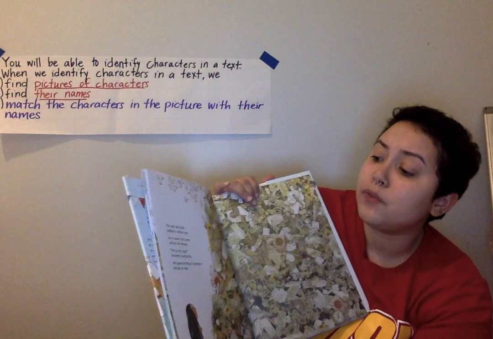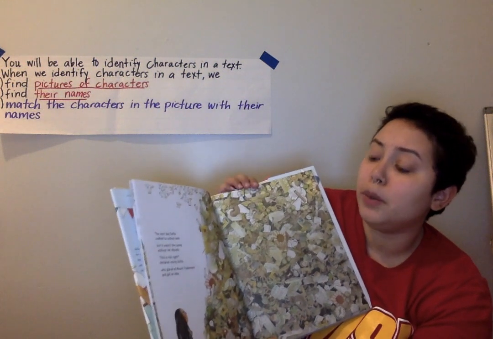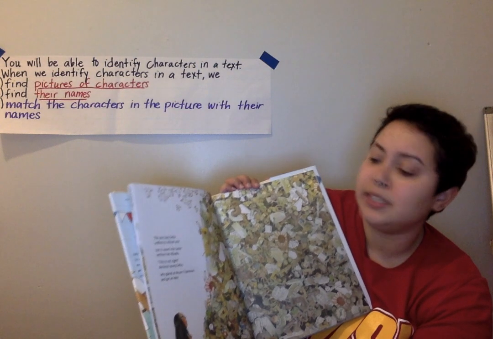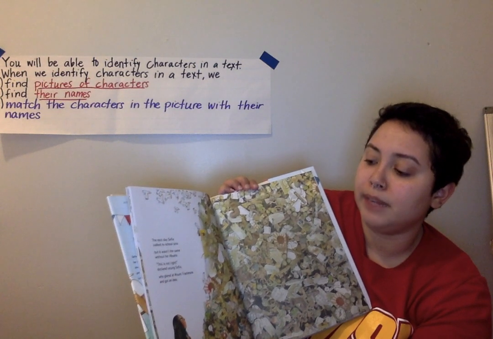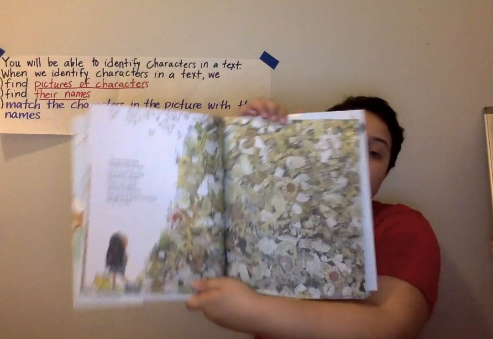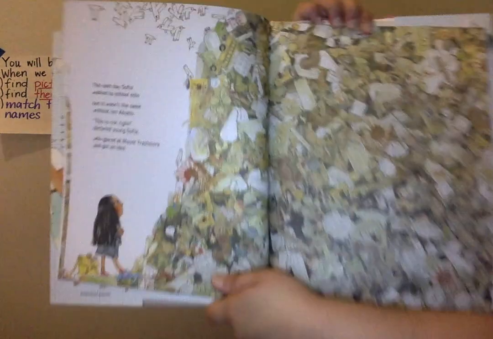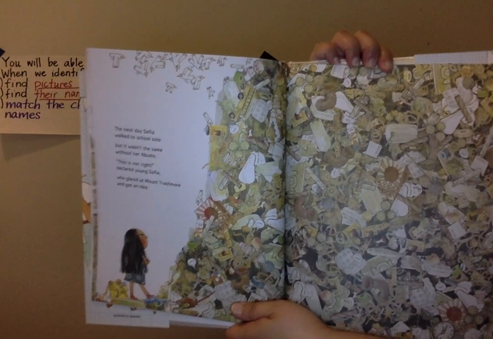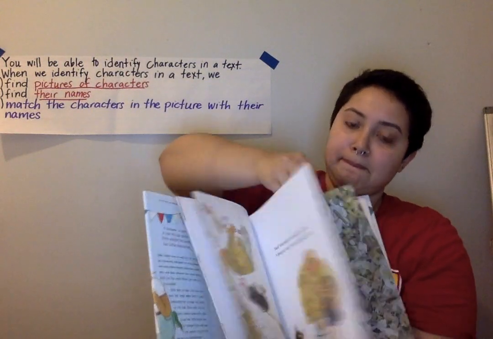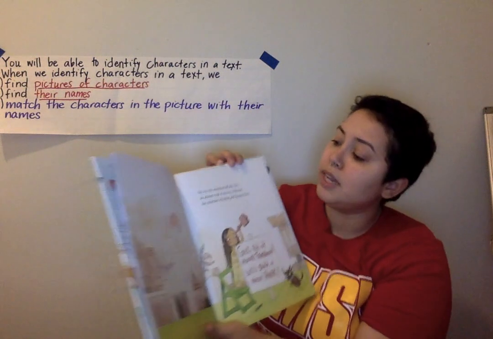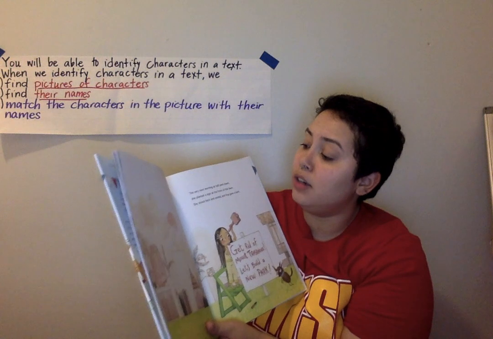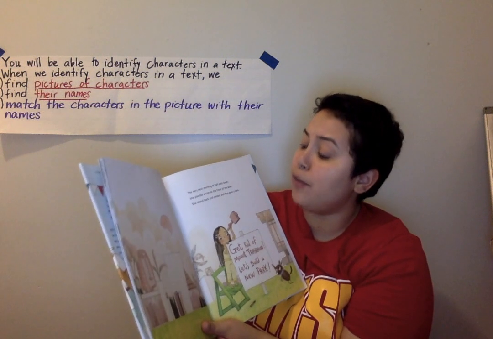The next day, Sophia walked to school solo, but it wasn't the same without her abuelo. "This is not right," declared young Sophia, who glared at the trash more and got an idea. So right there, she's looking at all of the trash. The very next morning, at dawn, she planted a sign at the front of the lawn.